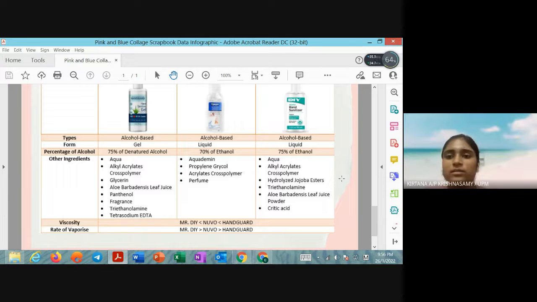For the other ingredients, the first one, Handguard, contains aqua, alkyl acrylates crosspolymer, glycerin, Aloe barbadensis leaf juice, pentanol, fragrance, triethanolamine, and tetrasodium EDTA. In the Nuvo brand hand sanitizer, the other ingredients are aqua, dimethicone, propylene glycol, acrylates crosspolymer, and perfume. For the last one, the Mr. DIY brand, the other ingredients are aqua, alkyl acrylates crosspolymer, hydrolyzed jojoba esters, triethanolamine, Aloe barbadensis leaf juice powder, and citric acid.